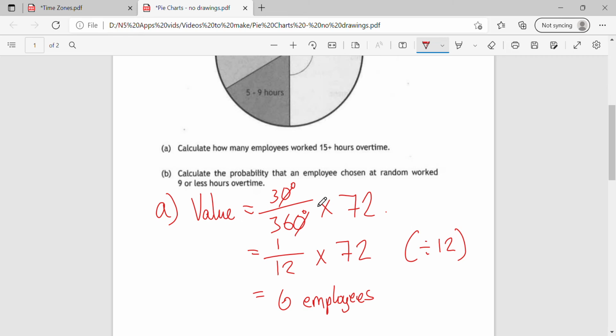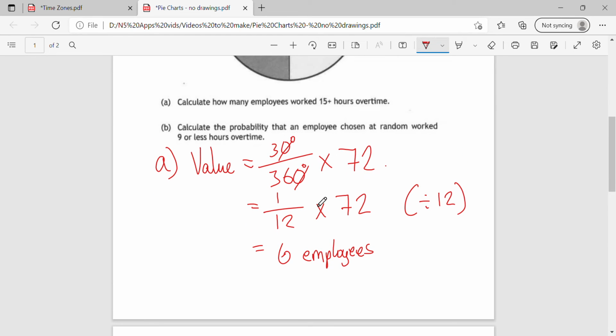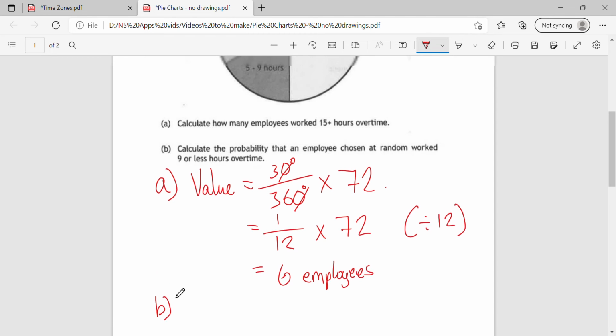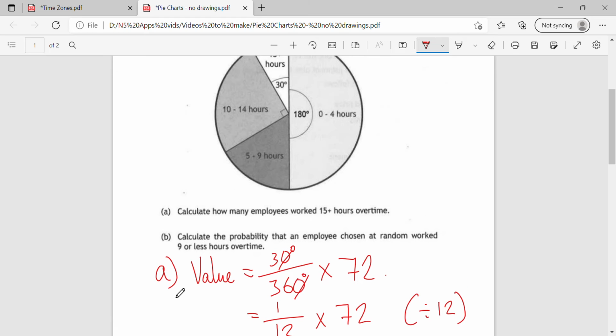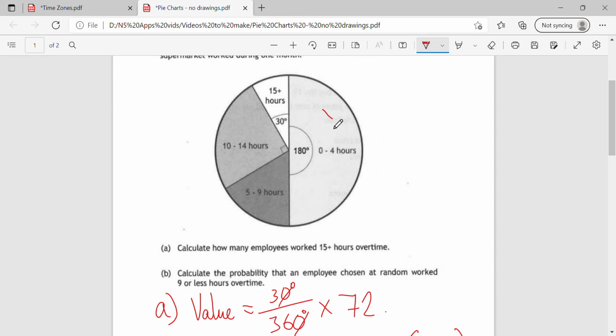Part B says calculate the probability that an employee chosen at random worked 9 or less hours overtime. So part B, we want to find out the probability. So probability would be the desired outcome, so that's employees that work 9 or less hours overtime over the total, which would be 72 because there were 72 employees. So let's take a look at employees that work 9 or less. So we're obviously interested in this one over here and this one over here.